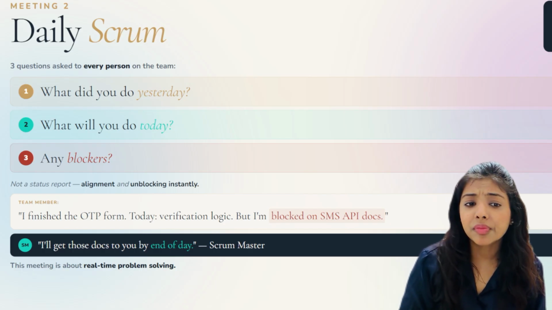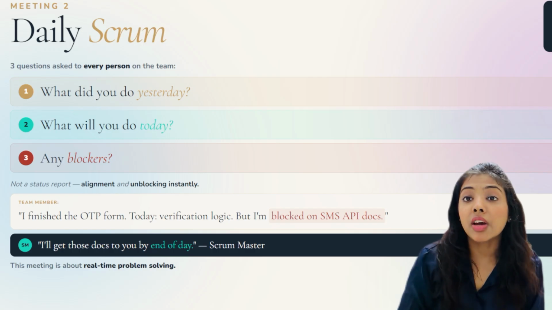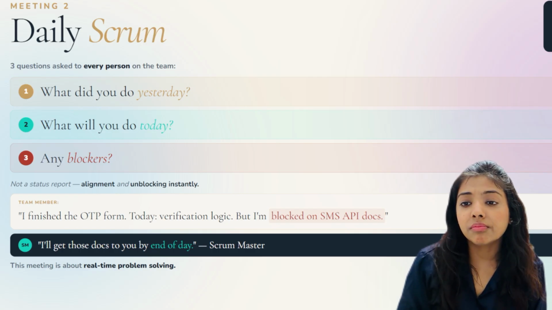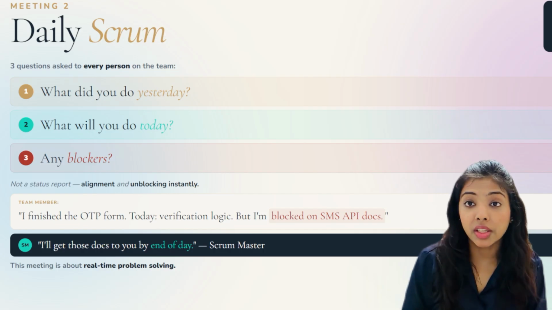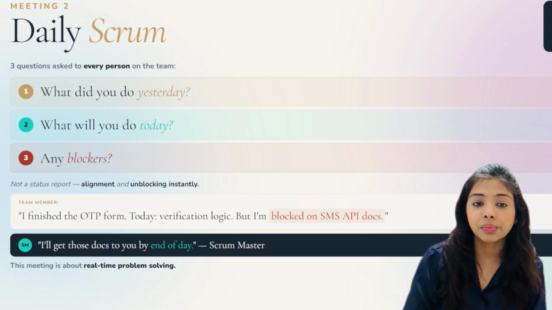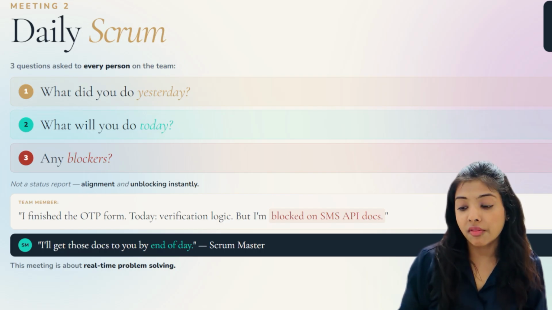For example, team might say, I finished the OTP form. Today, I'm building the verification logic. But I am blocked on some SMS API docs. The Scrum Master's duty then becomes that I will get those to you by the end of the day. Scrum Master works to unblock team members wherever they are stuck. This meeting is about real-time problem solving, and that is the daily Scrum for you.